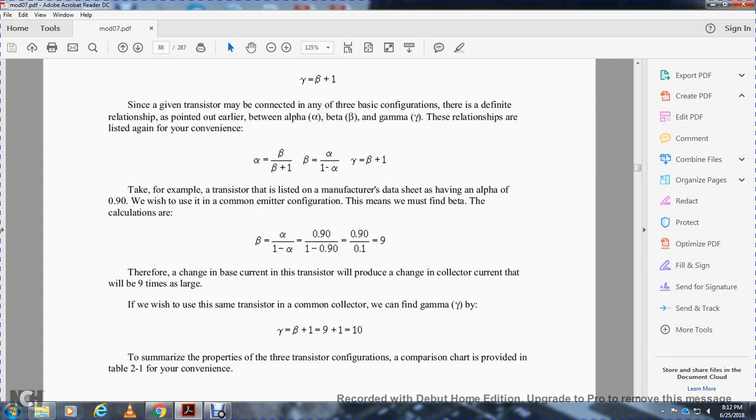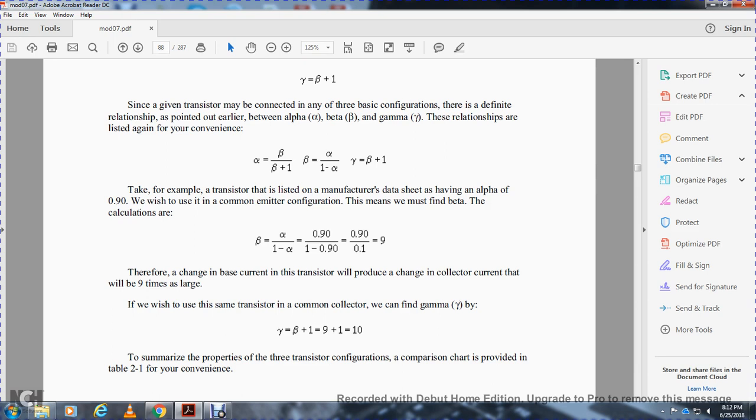For example, a transistor listed in the manufacturer's data sheet as having an alpha of 0.9 will be used in the common emitter configuration. This means you must find beta by calculation: beta is equal to alpha over 1 minus alpha, or 0.9 over 0.1, which gives you 9. Therefore, a change in the base current of the transistor produces a change in the collector current that is 9 times as large. If you wish to use this same transistor as a common collector, you will find gamma: gamma is equal to beta plus 1, or 9 plus 1 equals 10.